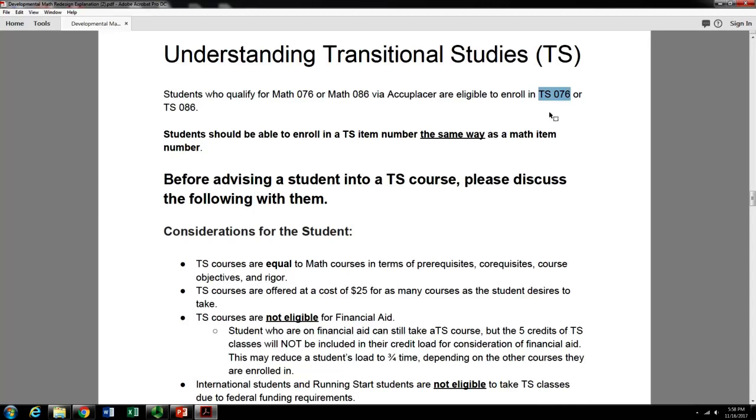However, let's say you have a new student in your office. This is their first quarter in. They applied for financial aid late, and they're not eligible for it yet. A TS class is a really good option until their financial aid kicks in. So there's that option as well. But again, it's just a matter of choice.